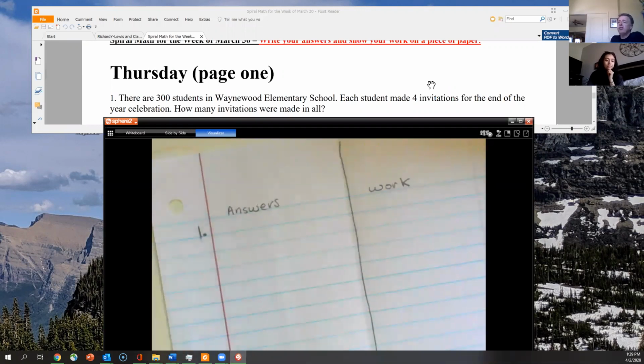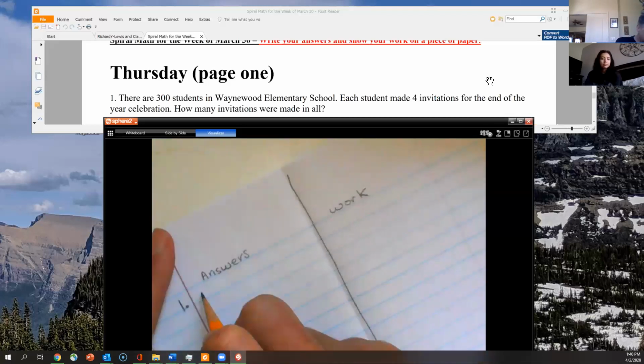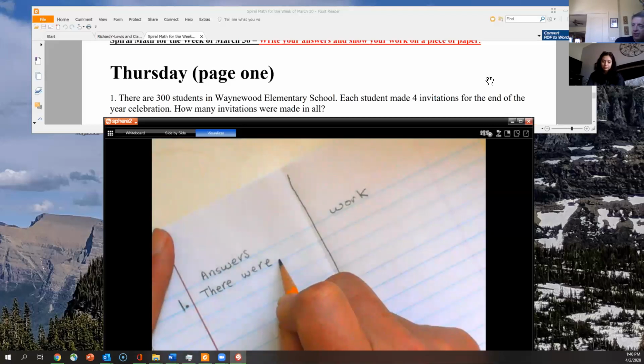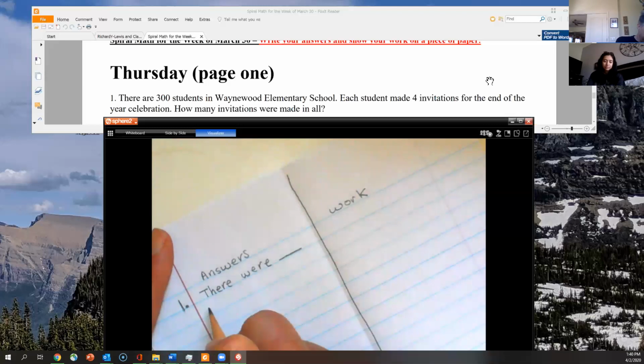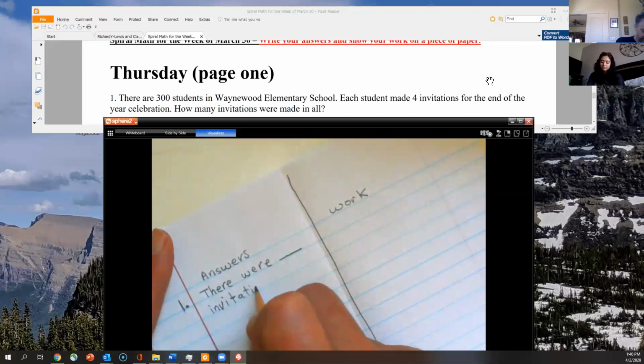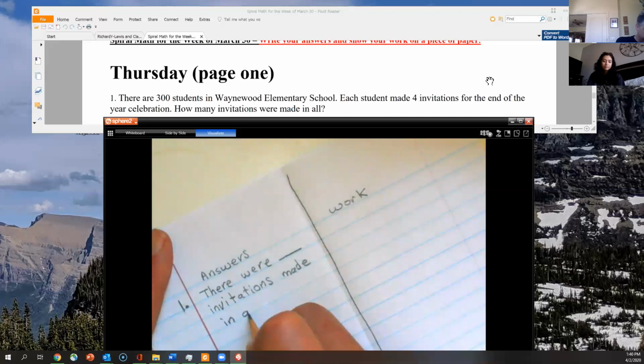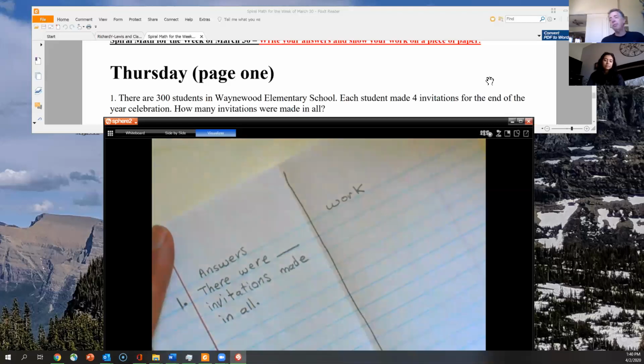Number one, there were 300 students in Waynewood Elementary School. Each student made 4 invitations for the end of the year celebration. How many invitations were made in all? Okay, the first thing I want to do is make an answer sentence. I'll say there were blank invitations made in all. Keywords here are invitations, and make sure you have that in there, boys and girls. And make sure you're doing an answer sentence.